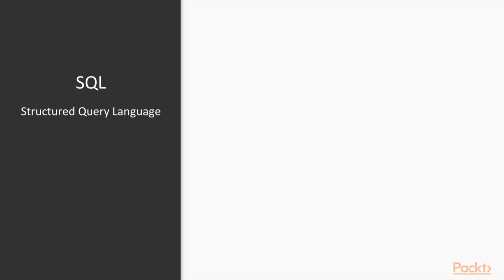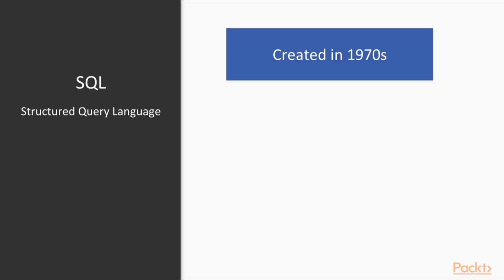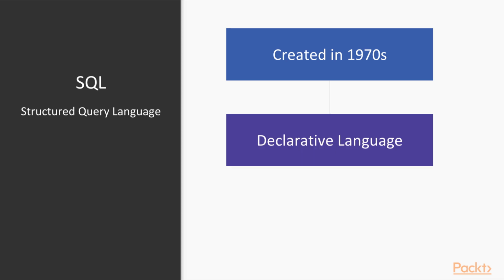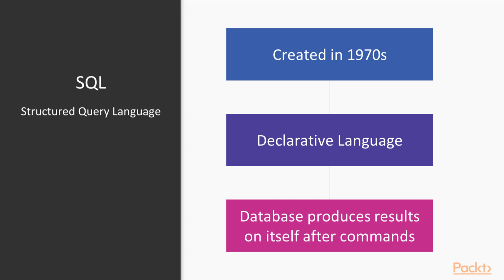SQL stands for Structured Query Language. It is a relatively old query language. It was created in the 1970s. SQL is a declarative language. That means that we do not tell the database what the database should do to return the results, but what the result should look like. The database will figure out itself what it has to do in order to get the results that we want.